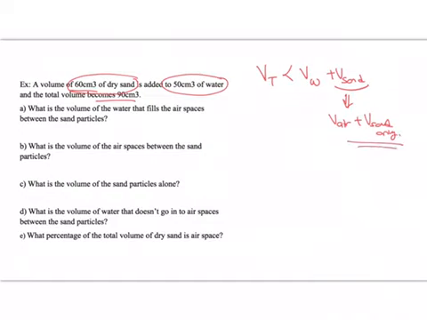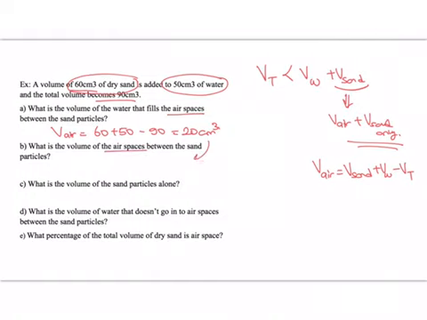So 60 cm³ of dry sand is not just sand. So how can I find the volume of air between them? The volume of air is equal to the volume of sand plus the volume of water minus the total volume. So in A, the volume of water that fills the air spaces between the sand particles is equal to the volume of the air, which is equal to 60 plus 50 minus 90, which is 20 cm³. What is the volume of the air space between sand particles? It is the same, 20 cm³.